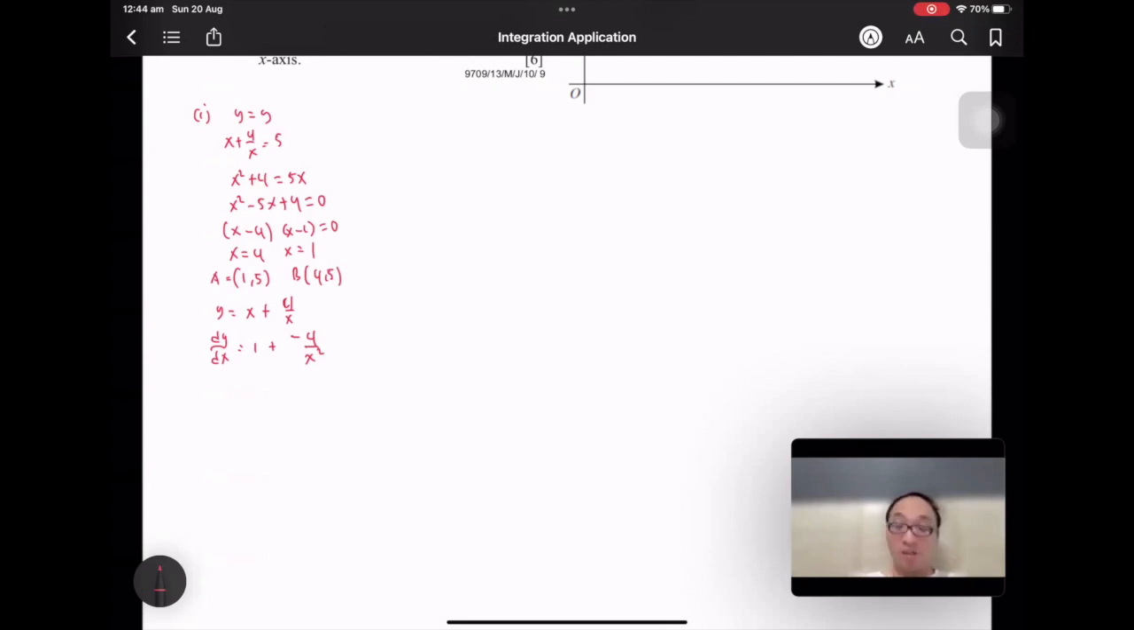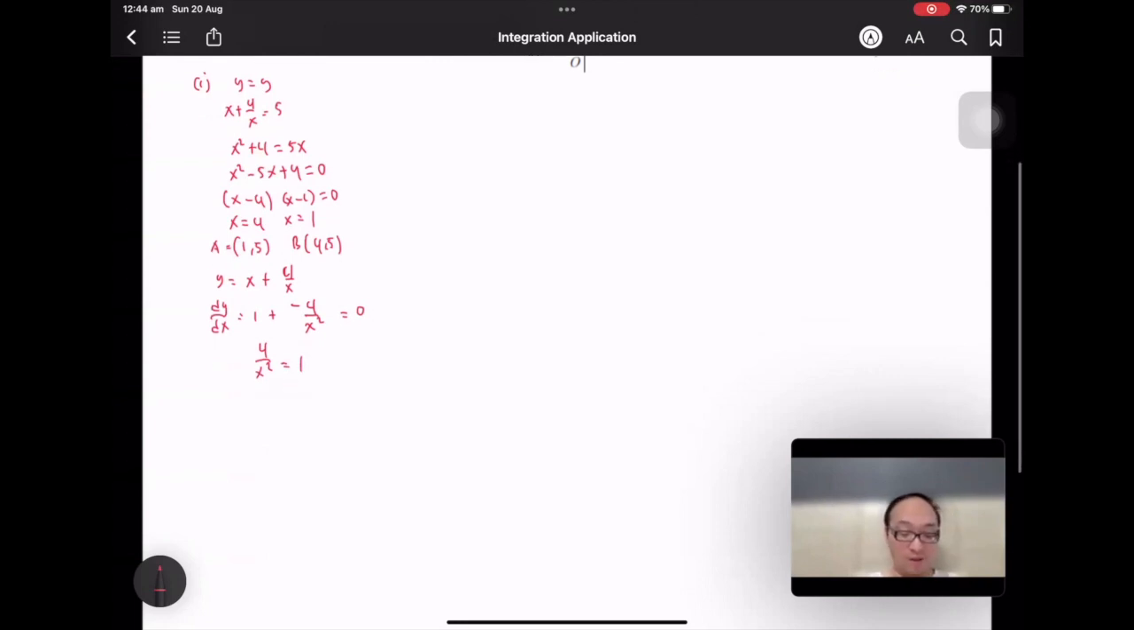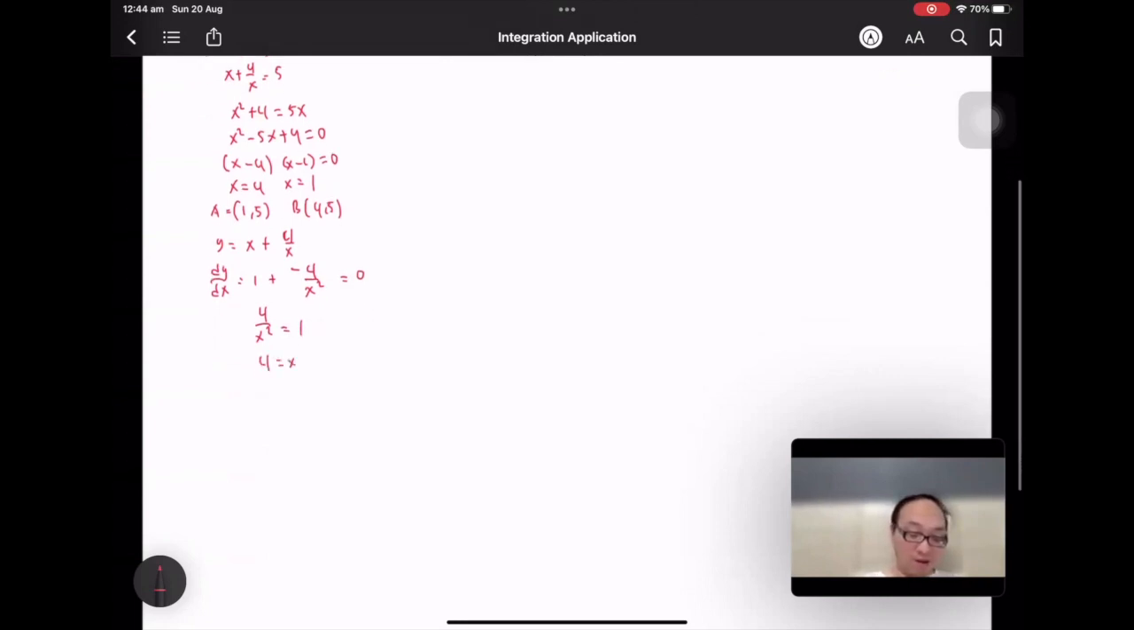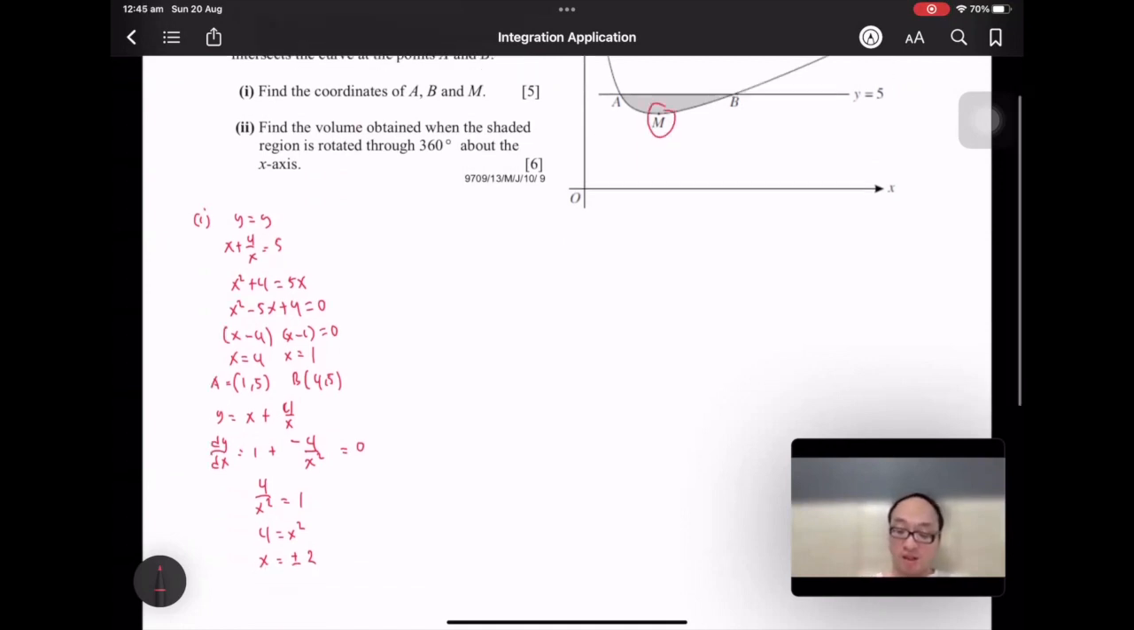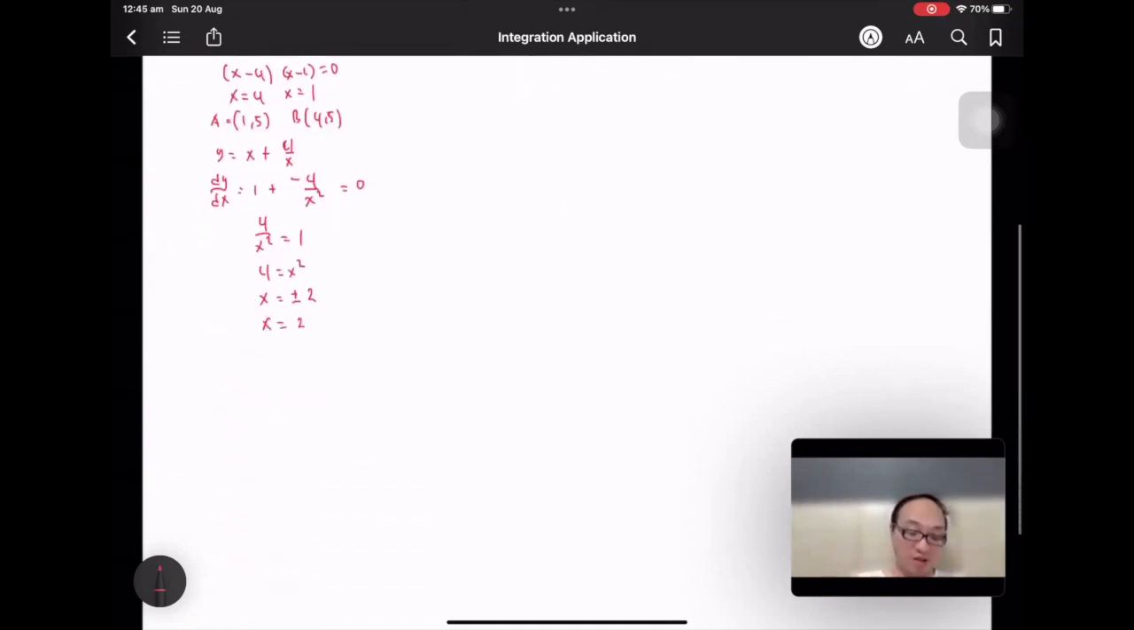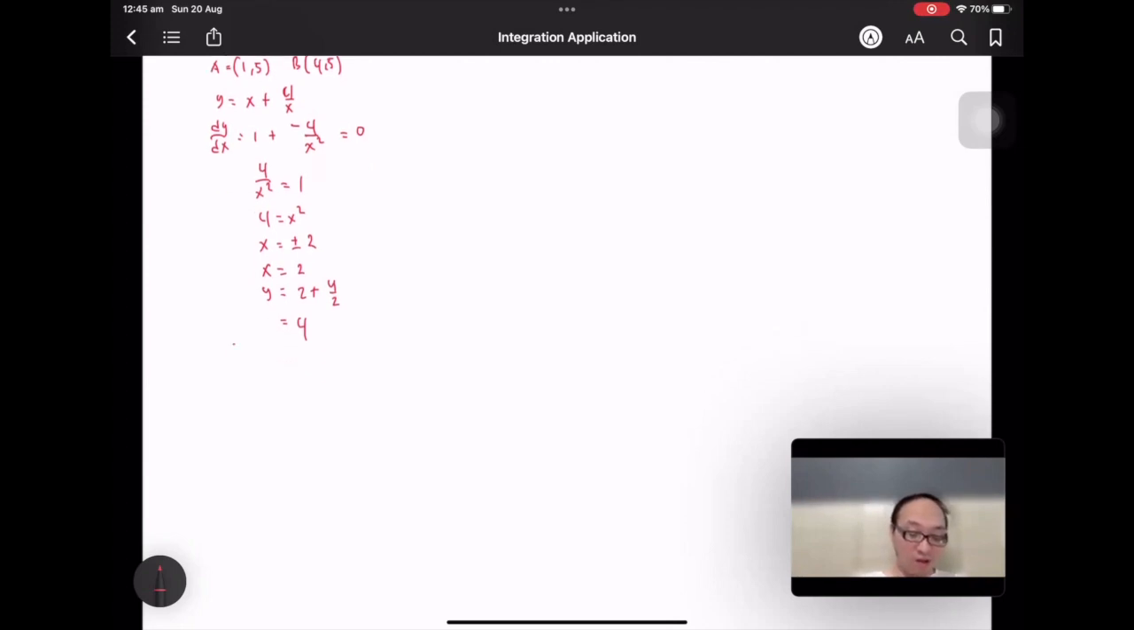And because this is the minimum point, so stationary point, it equals to 0. So that means 4 over x squared will be equals to 1. So 4 equals to x squared. So x will be plus minus 2. But since M here is a positive number, x equals to 2. And then y, we just put it into the formula, 2 plus 4 over 2 equals to 4. So M will be 2, 4.